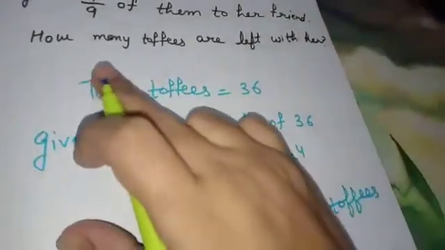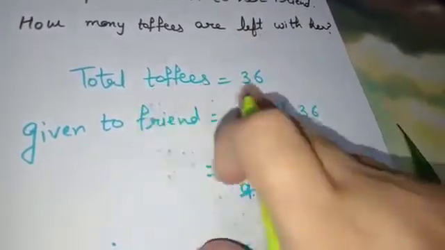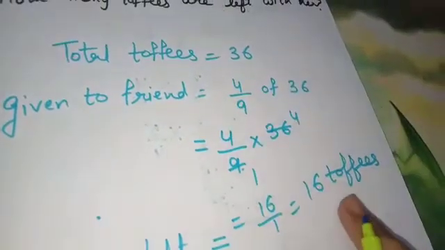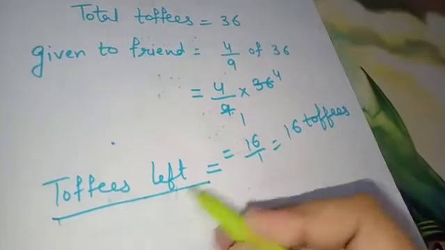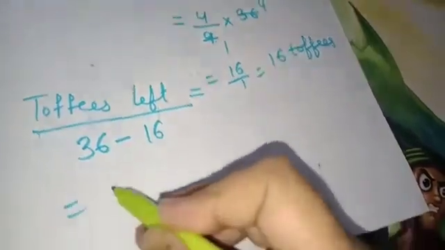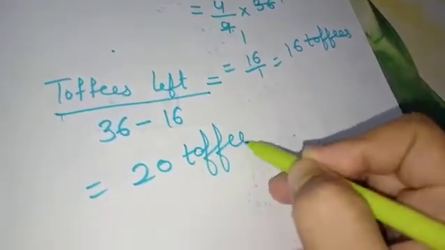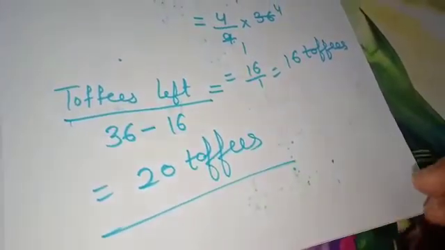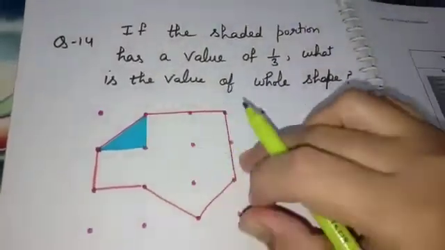Now the question is, how many toffees are left with her? Tell me, the total toffees are 36, given to the friend are 16. Then how many toffees will be left? 36 minus 16. So the answer is 20 toffees. Okay. Let's move to question number 14.